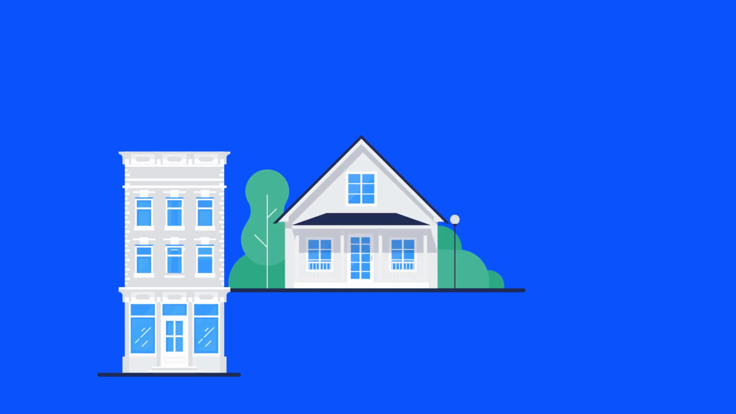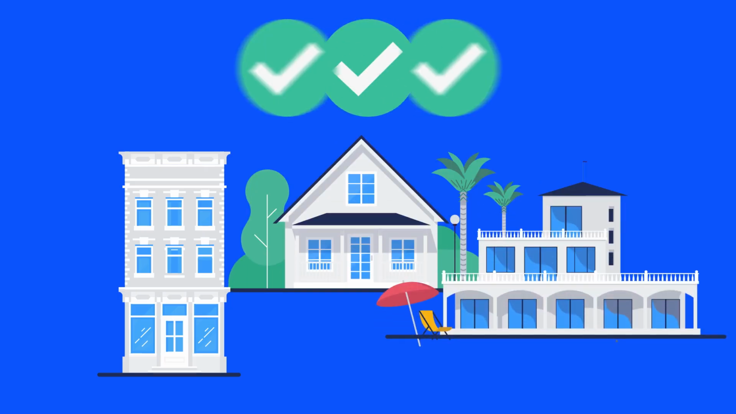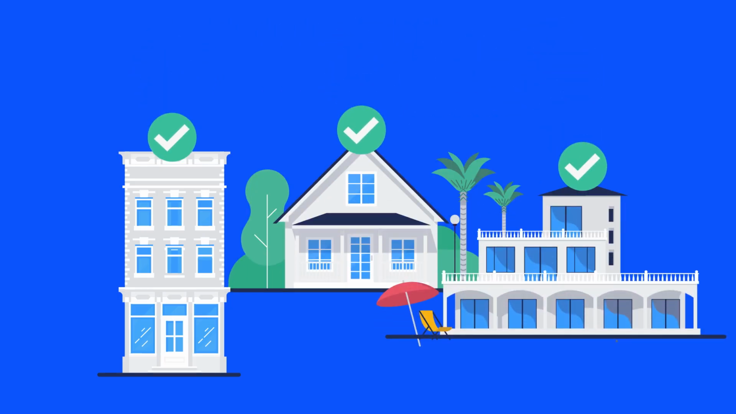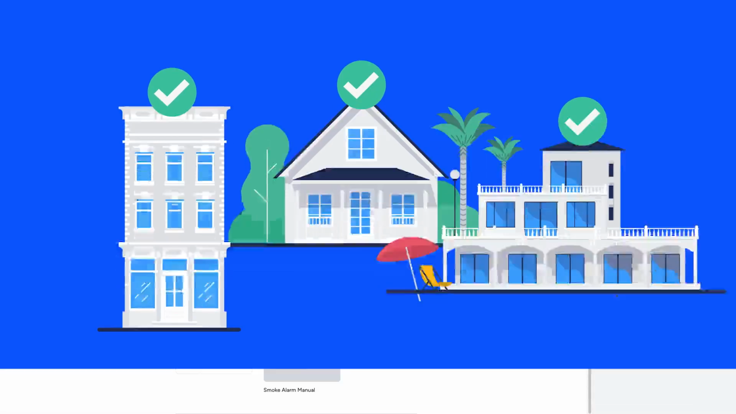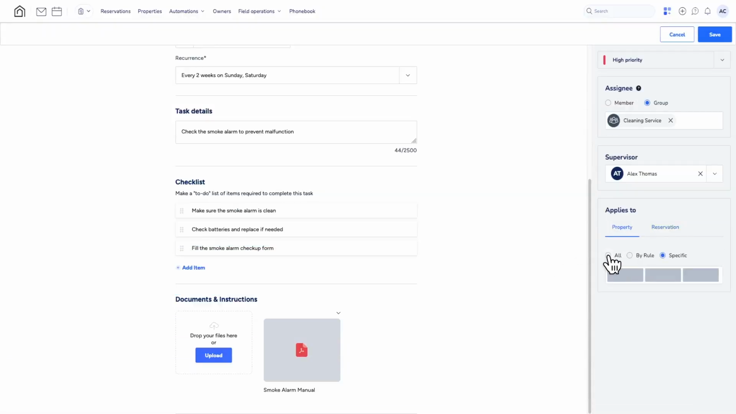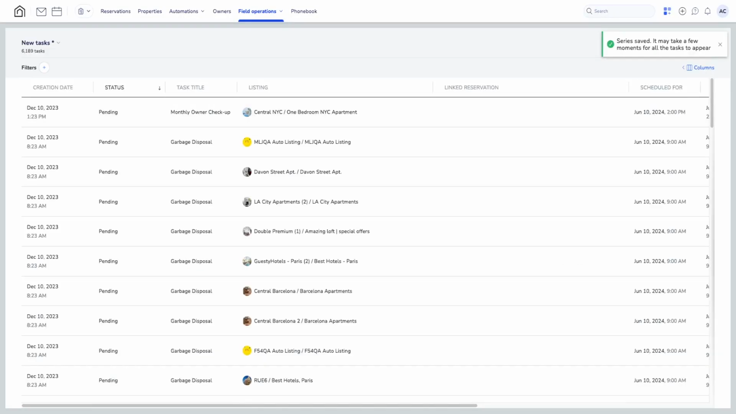Keep in mind, when a task is applied to multiple properties, an individual task will be created for each assigned property. In this case, let's select all of the properties, click Save, and that's it. The recurring task is all set and ready to go.